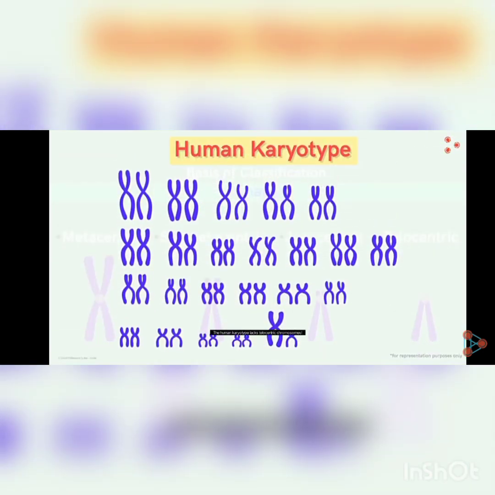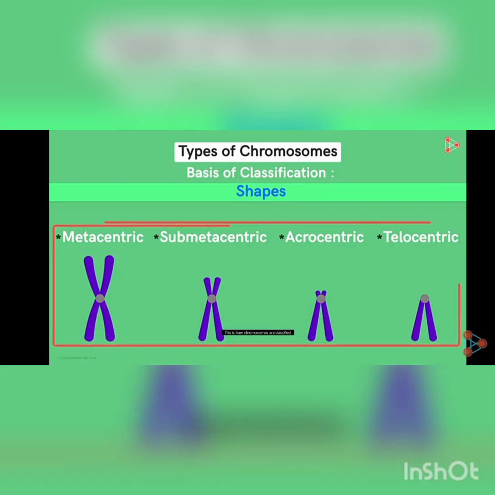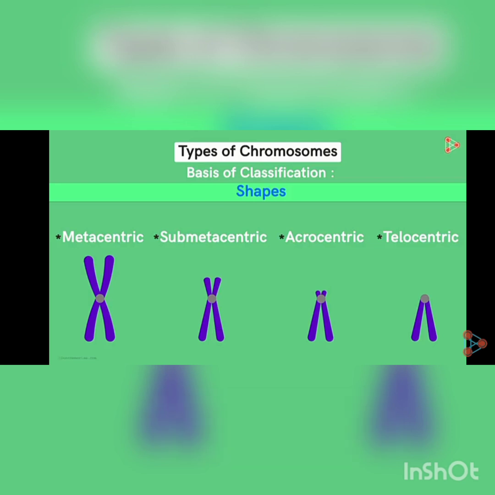The human karyotype lacks telocentric chromosomes. But what is karyotype, you may ask? Well, it's one way of representing all the chromosomes found in a cell. This is how chromosomes are classified on the basis of their structures or shapes, to be precise. Now let's have a look at the other type of classification.